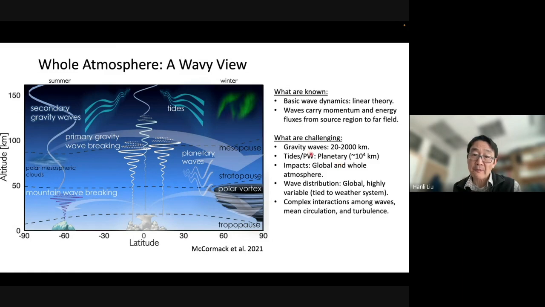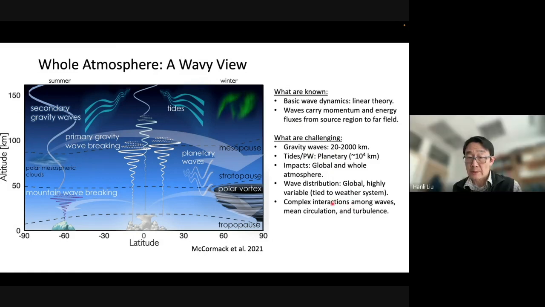At the same time, you have an environment with very large scale waves, tides, and planetary waves. And both kinds of waves have impact on the global circulation and also on the whole atmosphere system. So the challenge is to try to quantify such a process with a very large spatial scale difference. For example, the gravity waves are highly dynamic. They're tied to weather systems. They are global, almost everywhere. But their occurrence may depend a lot on what's going on.